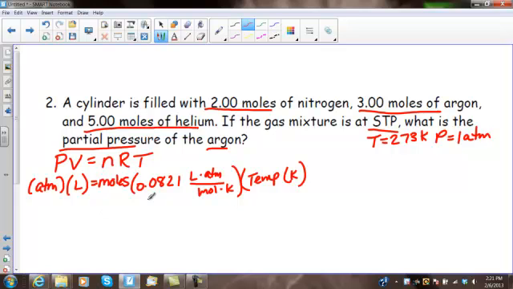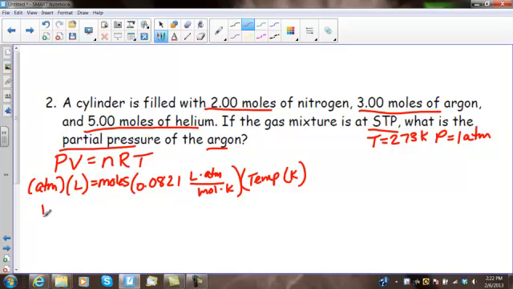Okay, so this is a new formula. You have to make sure that you have agreement of units. So if they gave you milliliters, you'd have to have liters. If they gave you grams, you'd have to change it to moles. If they gave you Celsius, you'd have to change it to Kelvin, because we need to have agreement of units. So the first thing that we have to do, before we can even find the partial pressure of argon, is to know, using this formula, what the total volume of all these three gases is.